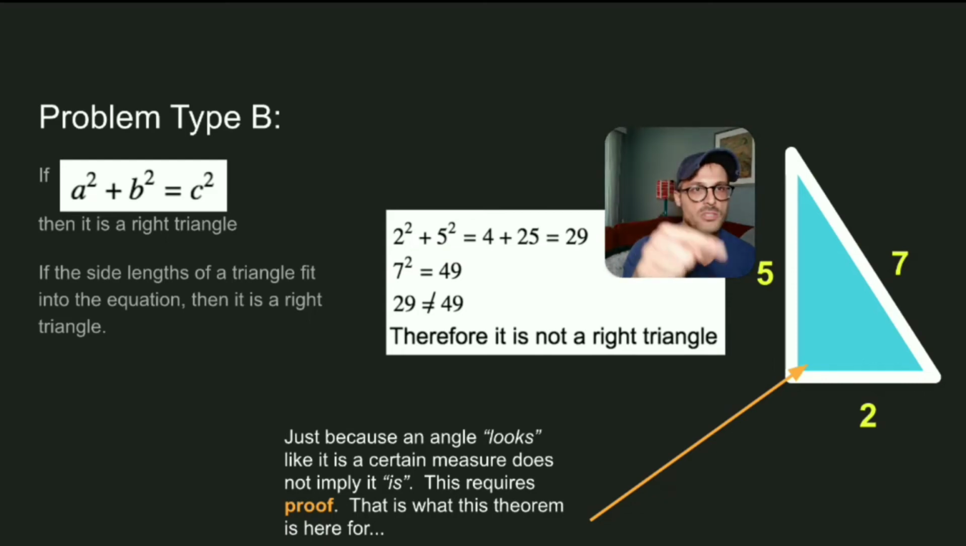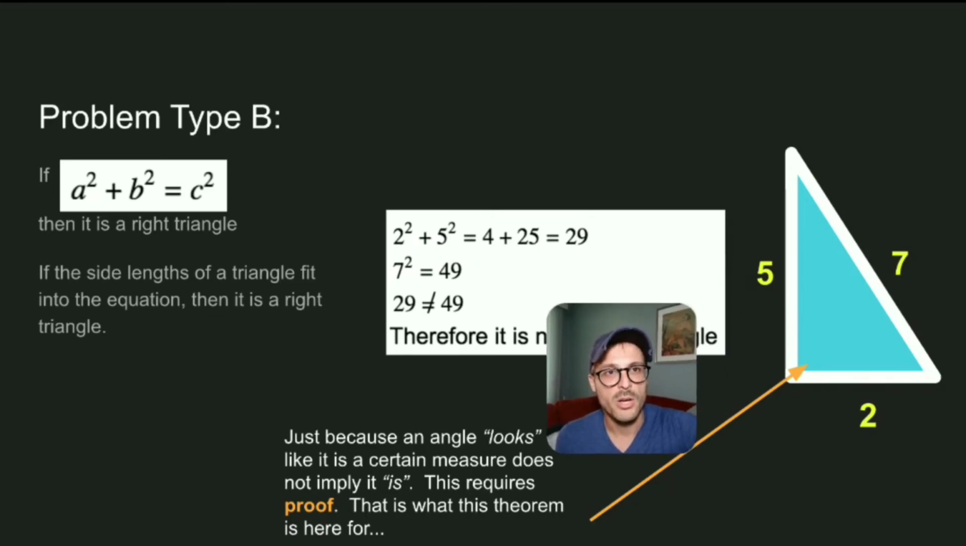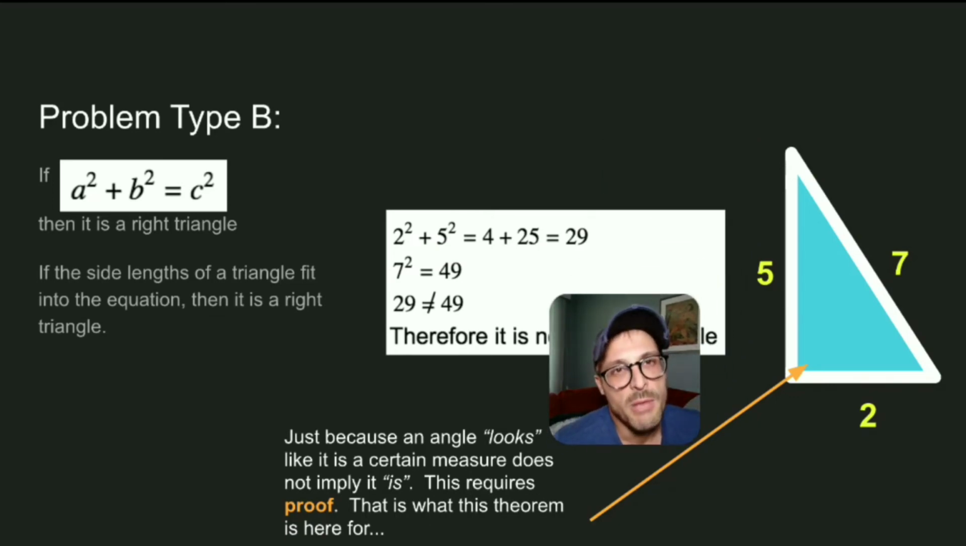So we assume that these two, 5 and 2, are the legs because they're the shorter ones. We can go ahead and assume that the hypotenuse, if it's a hypotenuse, is going to be the longest side. So 2 squared plus 5 squared is equal to 4 plus 25, which is 29, but then 7 squared is 49. 29 and 49 are definitely not equal, therefore this thing is not a right triangle. And just because it looks like a certain measure doesn't mean that it is. It requires proof for us to show that it is a right triangle, which we showed here, it is not.